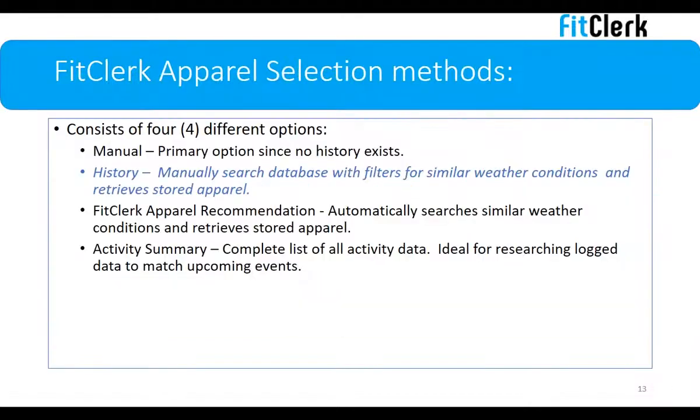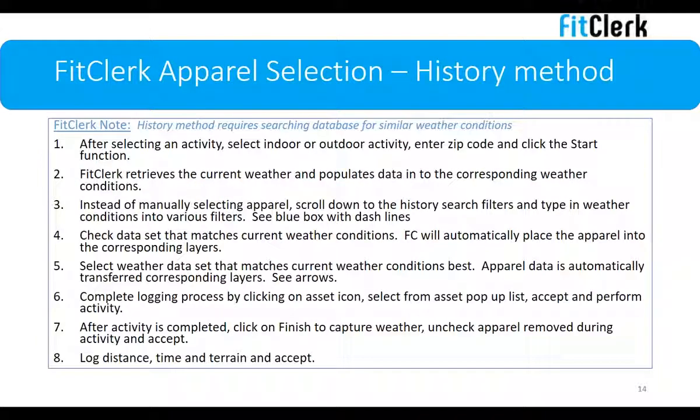As a quick reminder, the manual method takes 10 to 15 minutes to log an activity. This will drop as you become familiar with the application. The history method is faster and utilizes filters to search for similar weather conditions to log apparel. As before in the manual method, stop the video to read through the steps and proceed to the next slides.